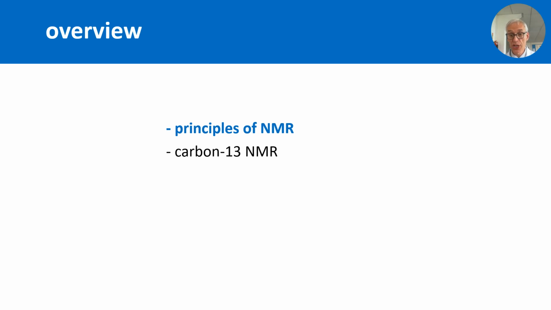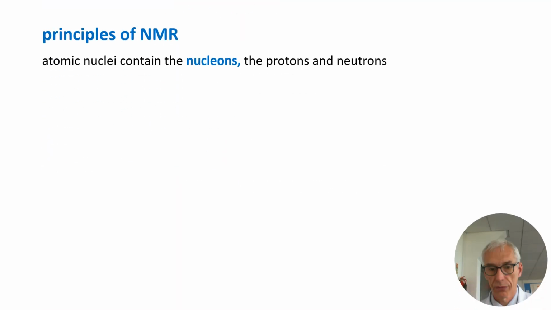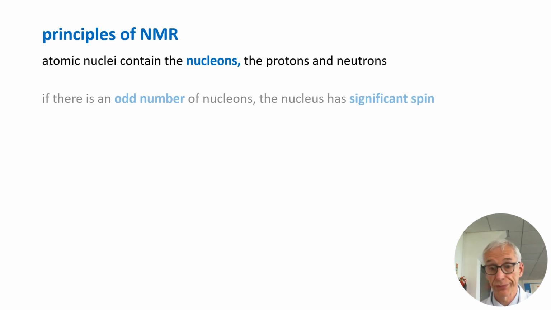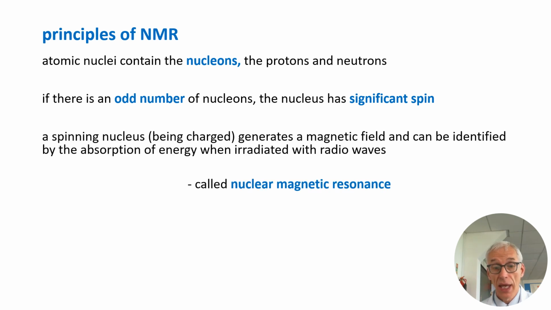We will start with some general principles of NMR, nuclear magnetic resonance. Atomic nuclei contain the nucleons, that is the protons and the neutrons. If there is an odd number of nucleons, the nucleus has significant spin. A spinning nucleus, as it is charged, generates a magnetic field, and this can be identified by the absorption of low energy radio waves. This is called nuclear magnetic resonance.